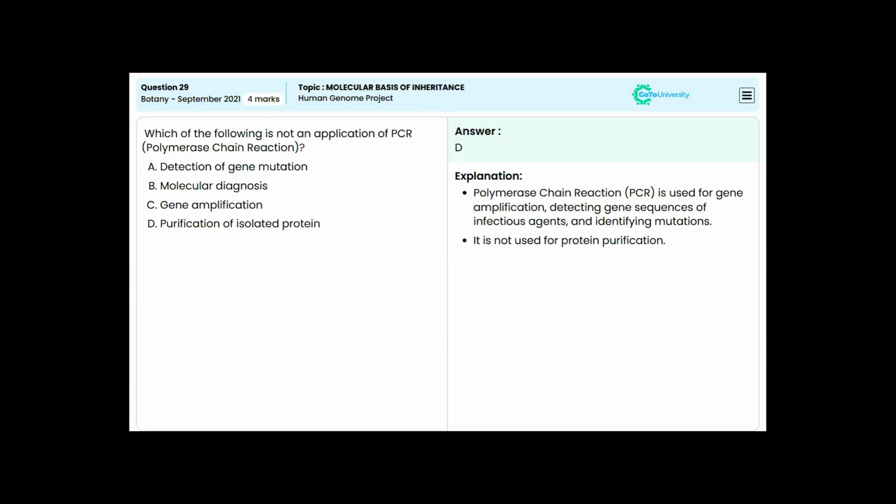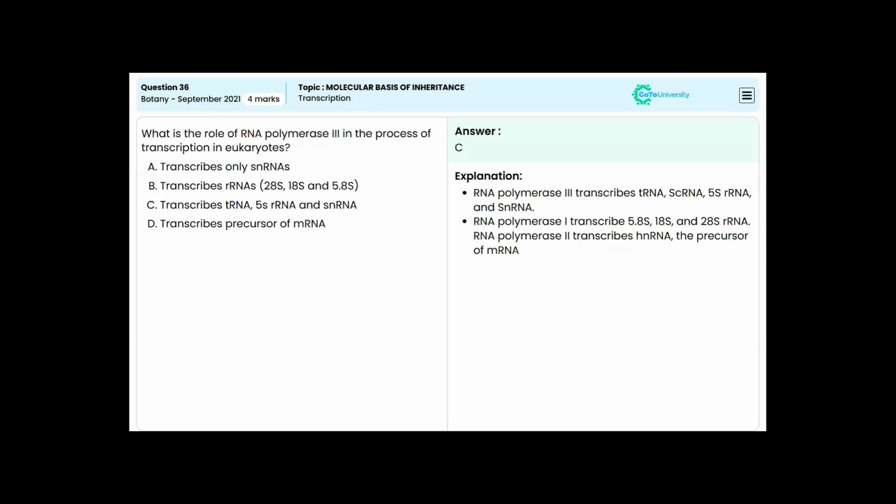Now, this is from September 2021. This is again related to PCR. So this is question number 29 from botany. Which of the following is not an application of PCR? Okay, so PCR is used to detect the gene mutation. This is true regarding PCR. For molecular diagnosis, for gene amplification, we use it. It is related to DNA. But option D is incorrect. Purification of isolated protein. This is nothing related to protein. PCR is related to the isolation of DNA, not proteins. That was also an easy question.